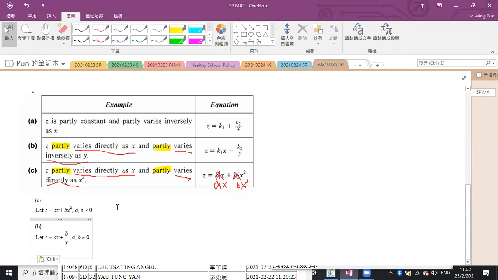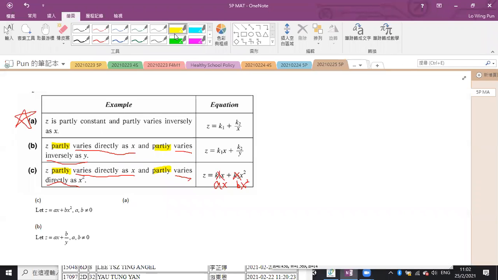Okay, so this is part B, and then how about part A? Please put a star in part A. Part A is a special case.